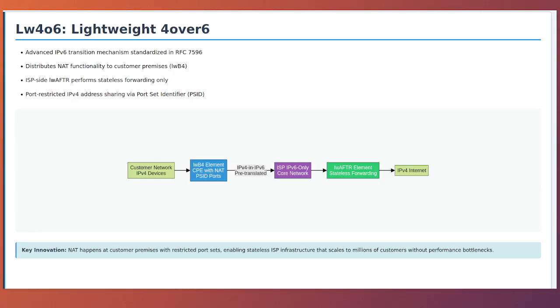When a packet arrives from the Internet destined for a specific IPv4 address and port, the lwAFTR consults a binding table that maps this combination to the customer's IPv6 address, encapsulates the packet in IPv6, and forwards it to the correct lwB4. This stateless operation means the lwAFTR can handle extremely high packet rates with minimal processing overhead, and it does not suffer from state table exhaustion or the memory requirements that plague carrier-grade NAT implementations.